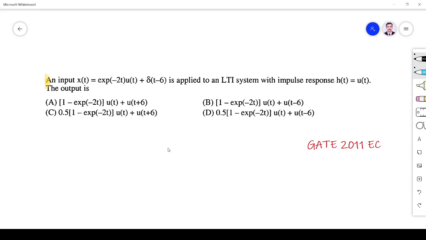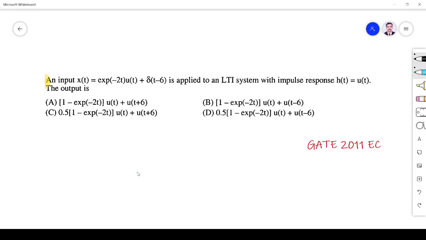Hi friends, in this video let us solve a signal system related question asked in GATE 2007 easy paper. The question is: an input x of t is equal to e power minus 2t u of t plus delta of t minus 6 is applied to an LTI system with impulse response h of t is equal to u of t. What is the output?